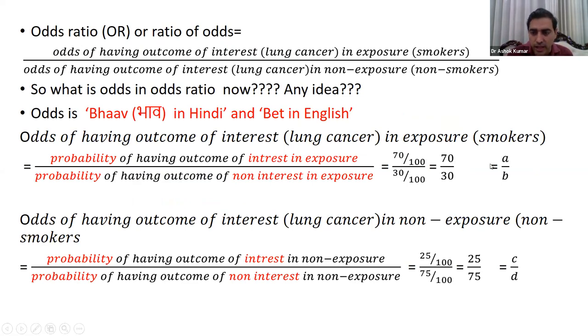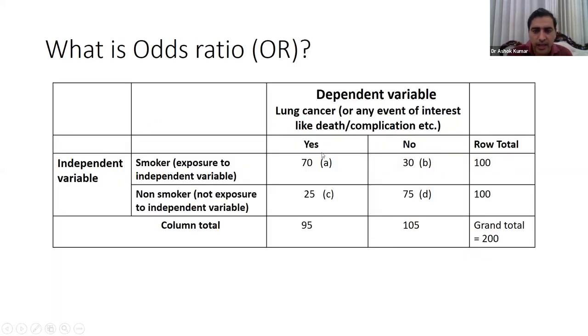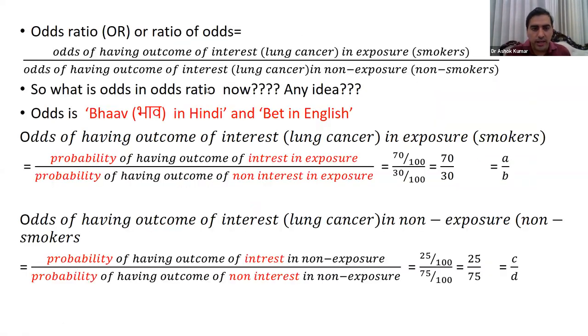And here it is A divided by B. So what is A and B? You can see here A is the first cell and B is the second cell. So it is A divided by B, simple. So it is odds, you can say it is the odds of having the outcome of interest in the exposure group.